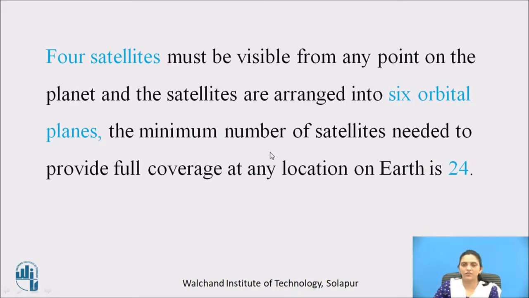So this is just for information. 4 satellites must be visible from any point on the planet, and the satellites are arranged into 6 orbital planes. The minimum number of satellites needed to provide full coverage at any location on Earth is 24. So you remember, this is the common information regarding satellites in remote sensing.